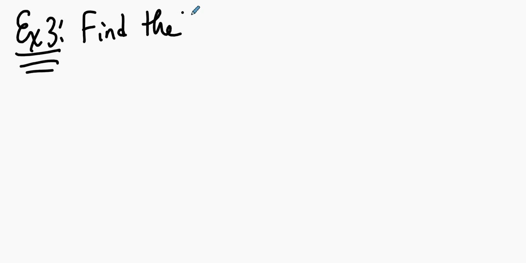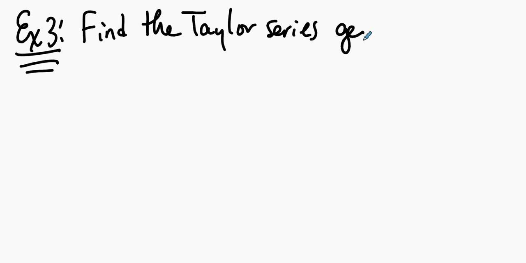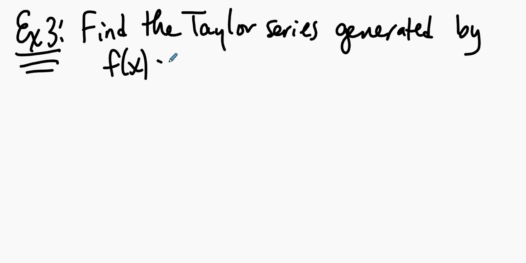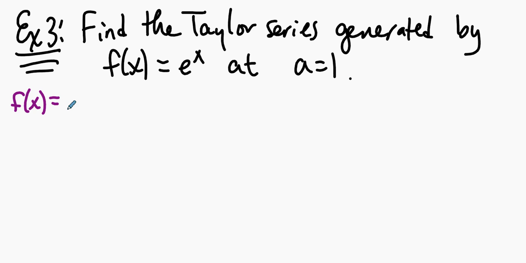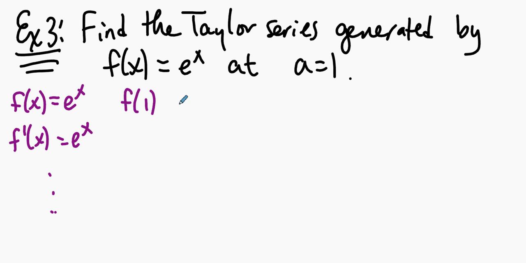Find the Taylor series generated by f of x equals e to the x at a equals 1. And this also turns out to be pretty okay. All the derivatives are e to the x, and all of them evaluated at 1 are e, all of them.